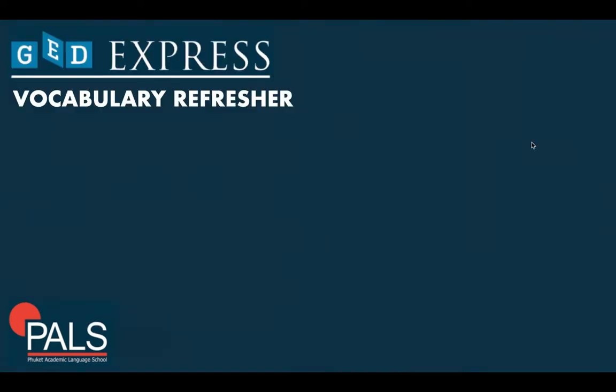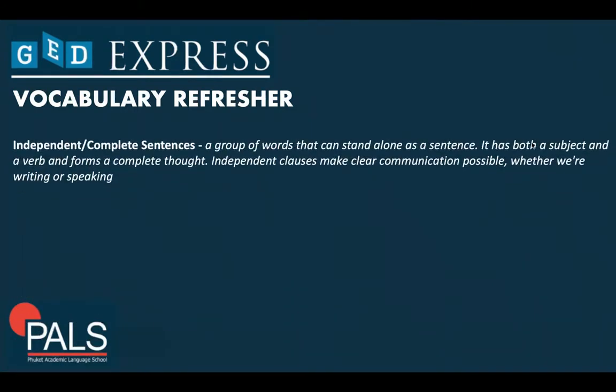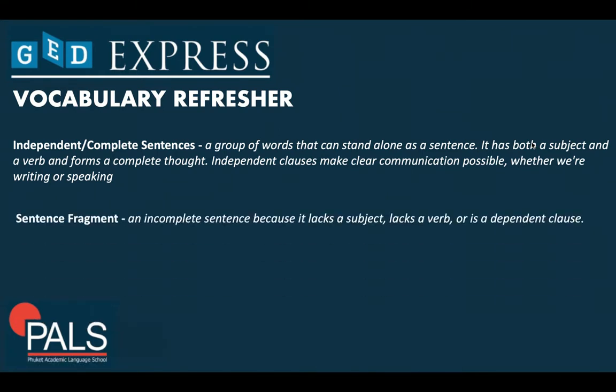Let's dive right in with a vocabulary refresher. An independent or complete sentence is a group of words that can stand alone as a sentence. It has both a subject and a verb and forms a complete thought. Independent clauses make clear communication possible whether we're writing or speaking.